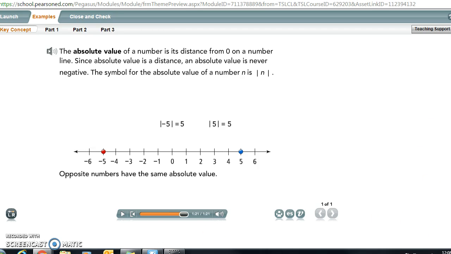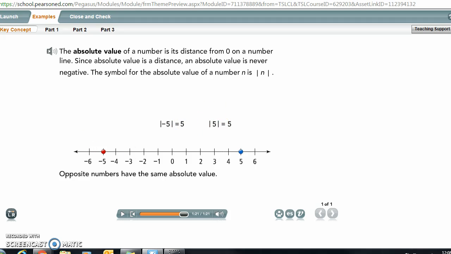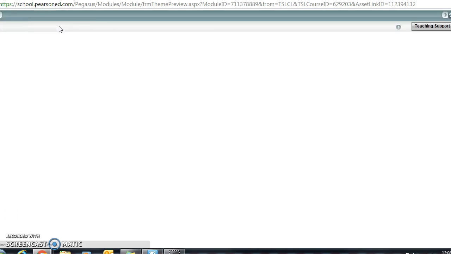So let's talk about that. They're saying that negative 5 and 5 are opposites, right? We learned about that in a previous lesson in this chapter. Well, if we look at 0, because that's our starting point, 5 is 5 units away to the right, and negative 5 is 5 units away to the left. So their absolute values are actually the same. On to part 1.